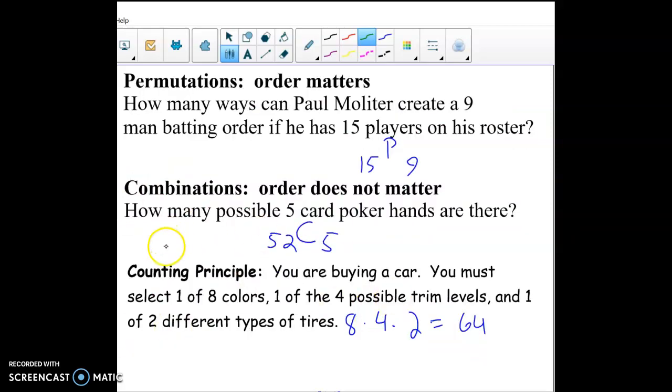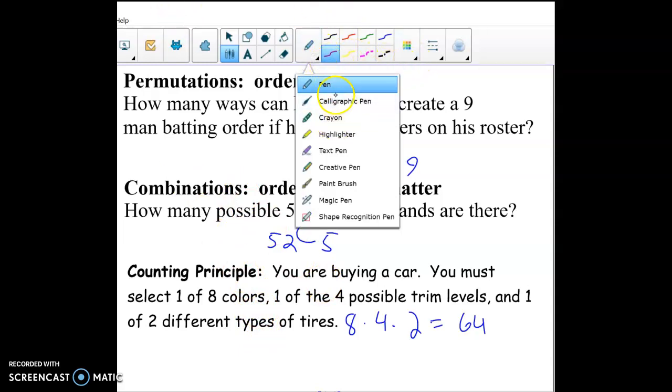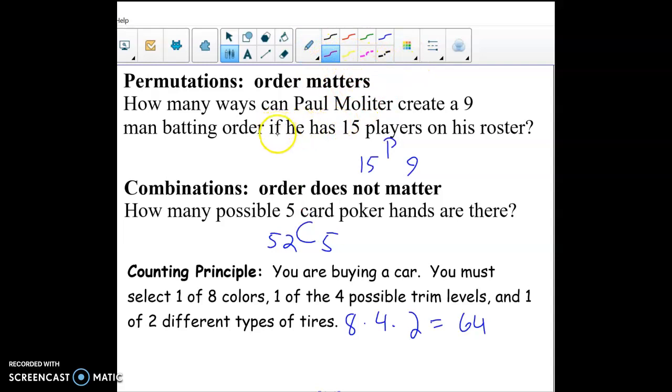Okay, so the beginning questions I want to do now are just all about permutations, combinations, and counting principle. So my hint here that I think is worth mentioning quick is if you have multiple categories, then that's counting principle. Okay, so here you're picking one out of some colors, some trim, and some types of tires. So that's 3 different categories: color, trim, tires, right? And that's a hint you're going to do counting principle, right?